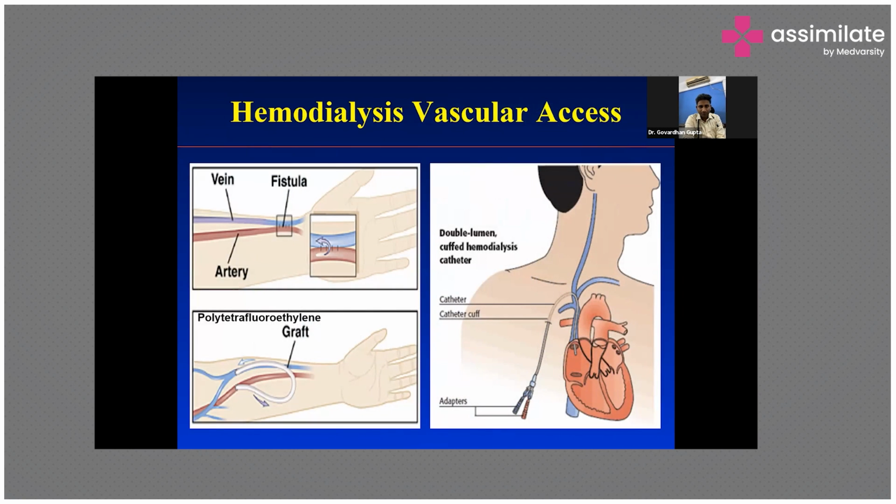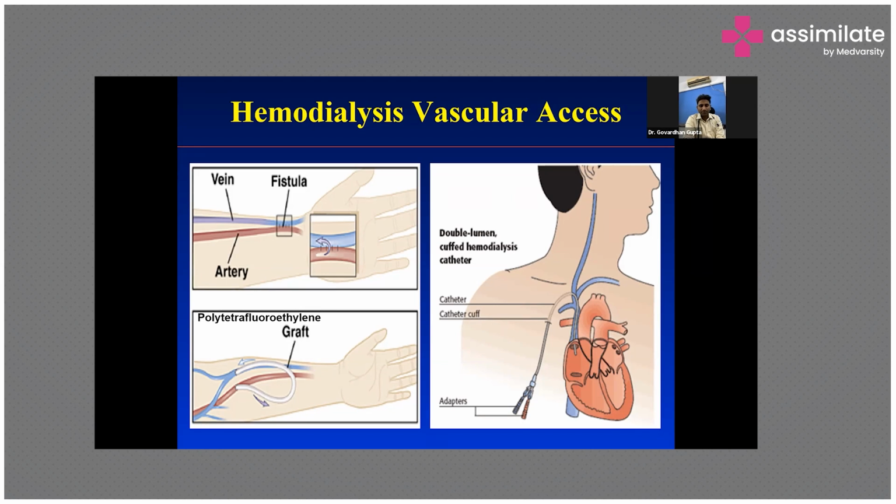Again that fistula has come. Here the vein and arteries are joined together, bypassing the blood which was expected to go throughout the palmar region. It goes directly inside the vein, and with maturation the vein becomes similar to arteries. We can prick directly. When the arterial or vascular condition is not good enough, we have to go ahead with some AV graft, arteriovenous graft.